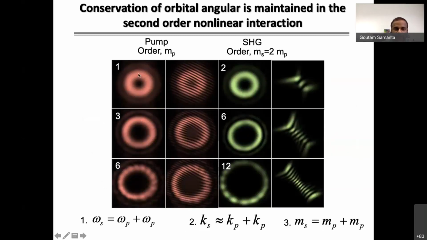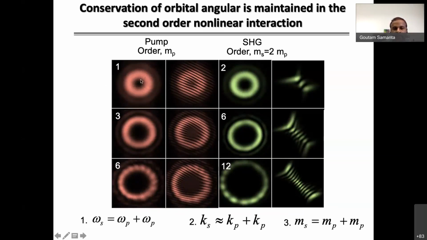Here is the intensity profile of the beam at 1064. For orders 1, 3, and 6, you can see that the intensity distribution shows an increase in the donut profile or radius.